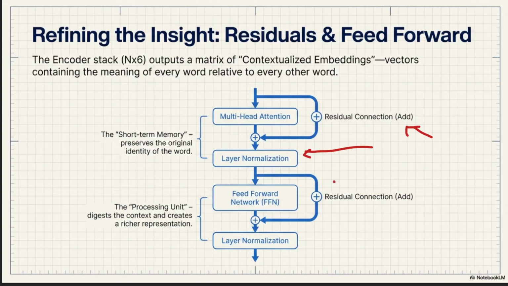While attention gathers the context, this layer processes it. It applies a nonlinear transformation to each word independently to learn complex patterns. This block, the attention plus the feed-forward network, is repeated 6 times in the original paper, in our original architecture.